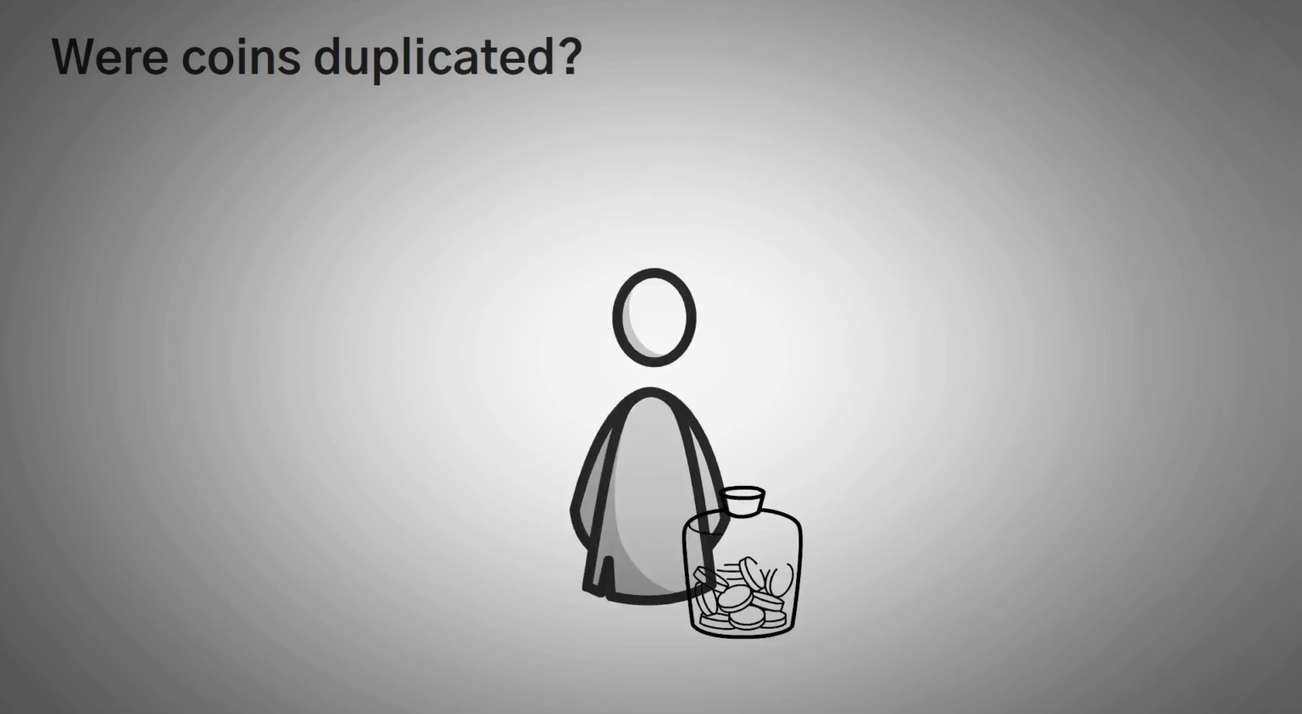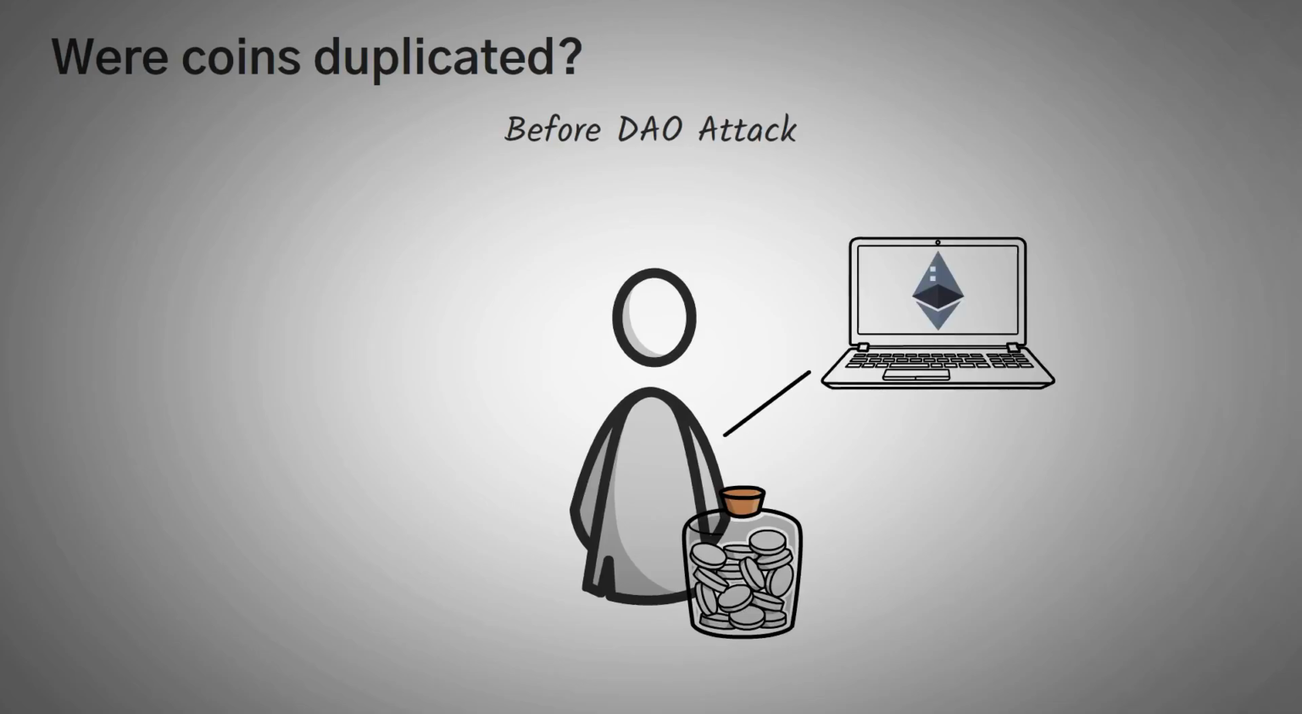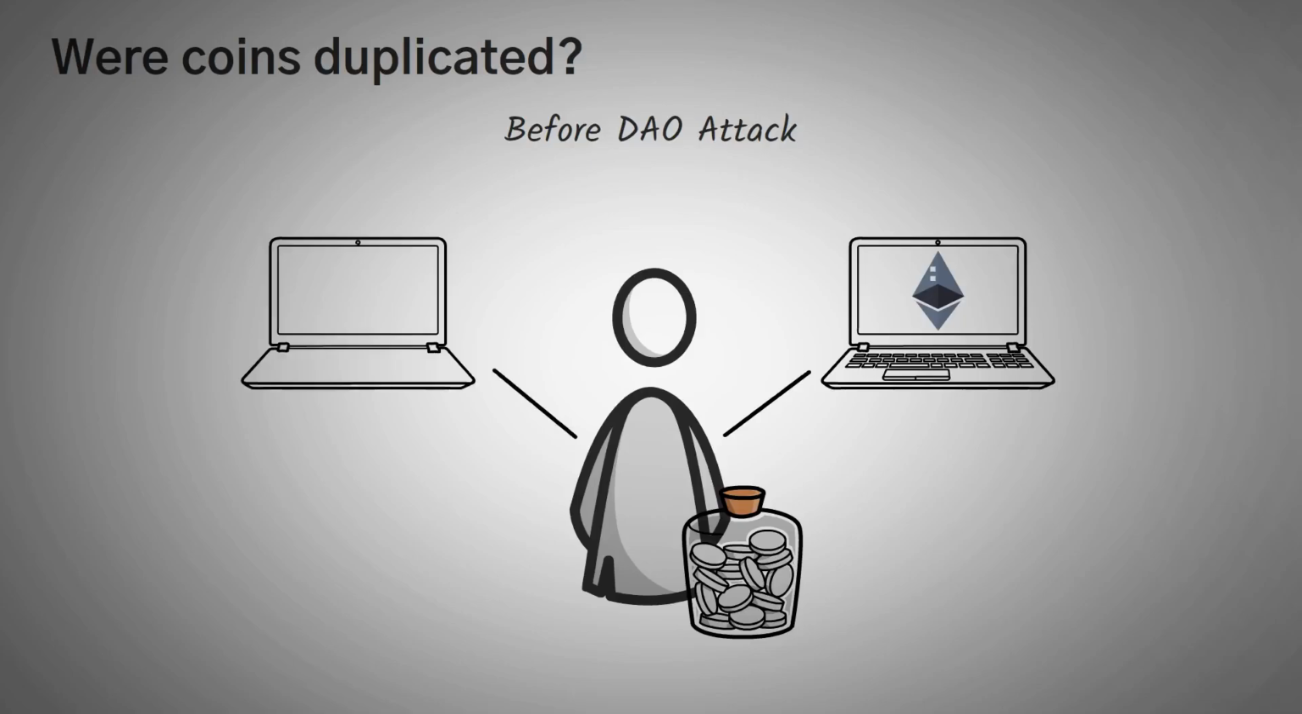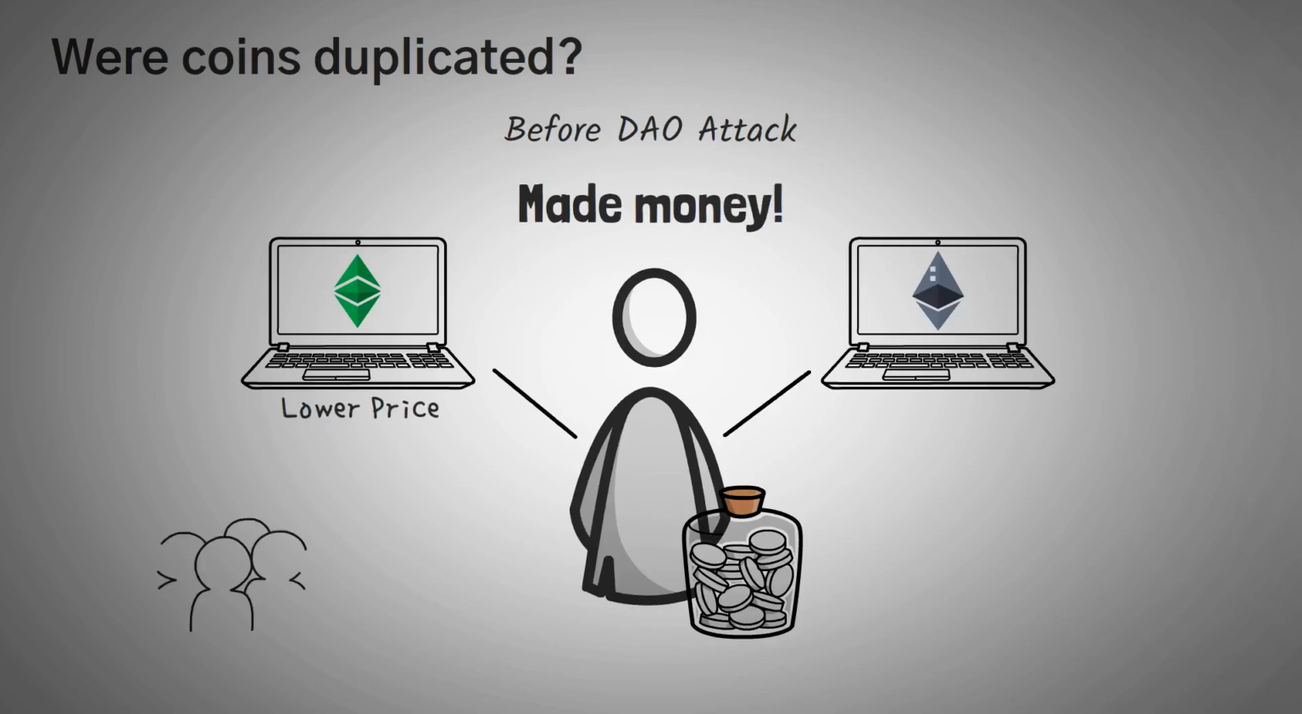But moving on, there may be one big question that you might have. Were the coins duplicated? Technically, if you had any Ethereum before the DAO hack, you now have coins on both the mainstream Ethereum chain and the Ethereum Classic chain. And since they both have value, you could say you actually made money from this fork. Now, even though the price of Ethereum Classic is much lower, the community behind it is very passionate.